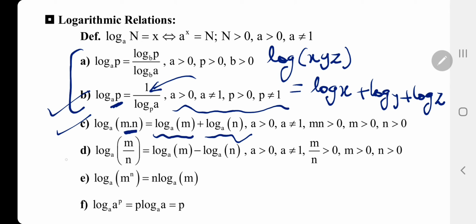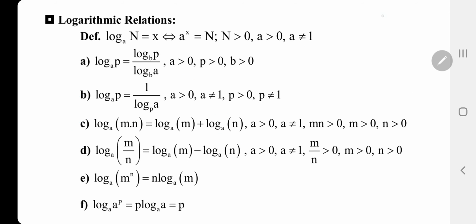Now the next one, the fourth formula, is the division formula of logarithm. It is log of m over n, so you can see it is log m minus log n. It is very interesting to note that in case of multiplication we have to use the plus sign, and in case of division we have to use the subtraction sign, the negative sign.